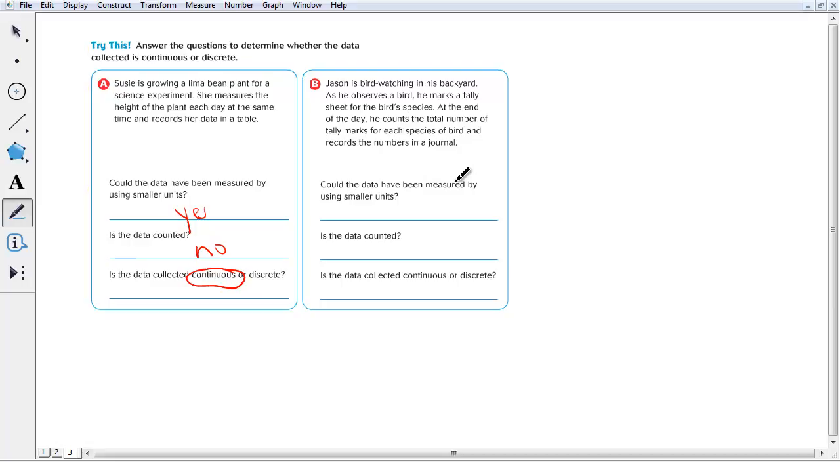Now, could the data have been measured by using smaller units? Well, no, because he either sees a whole bird or not. He's not going to count by using half of a bird. That would be silly. So no, the data cannot be measured by using smaller units. Is it counted? Yes, because he's counting the number of birds he sees of each species. So this data is going to be discrete. Now it's your turn to identify different types of data.